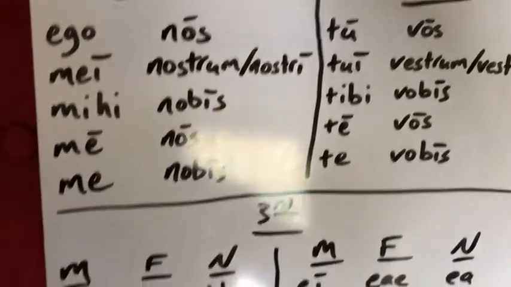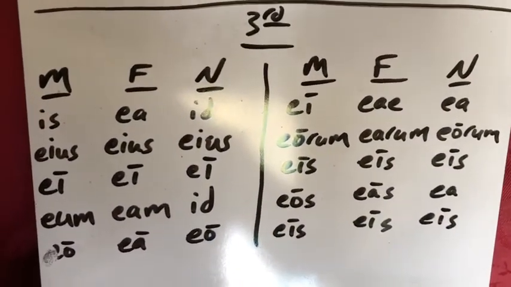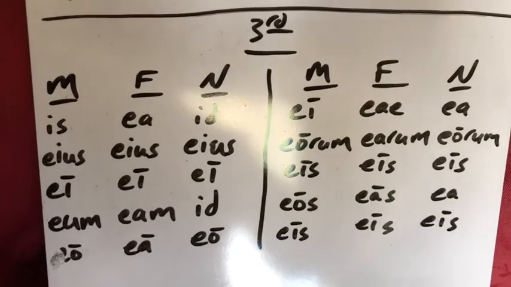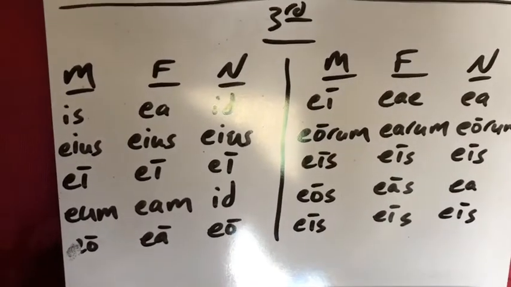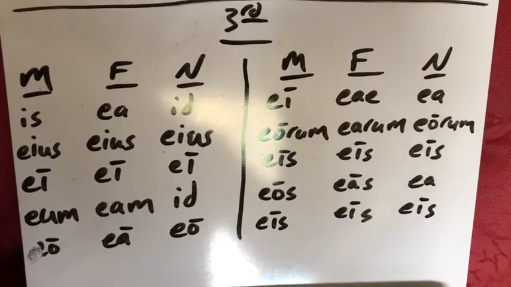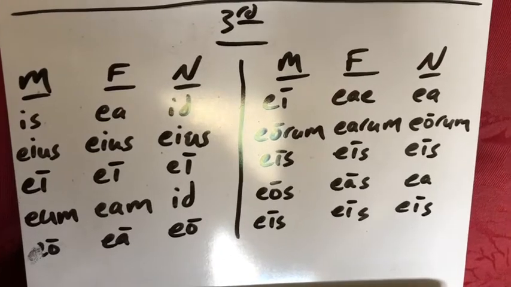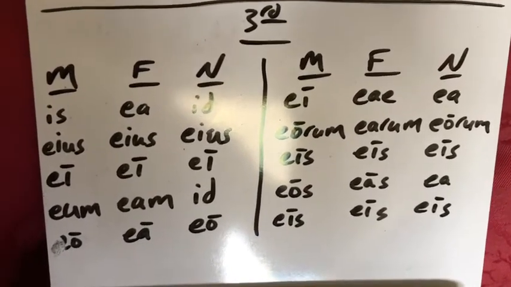Okay, and then your third person is going to be a little bit longer chart, but the words are all pretty short. So you've got is, ea, id, eius, eius, eius, ei, eum, eam, id, eo, ea, eo, and then the plural: ei, eae, ea, eorum, earum, eorum, eis, eis, eis, eos, eas, ea, eis, eis, eis. Okay, so that's your third person.